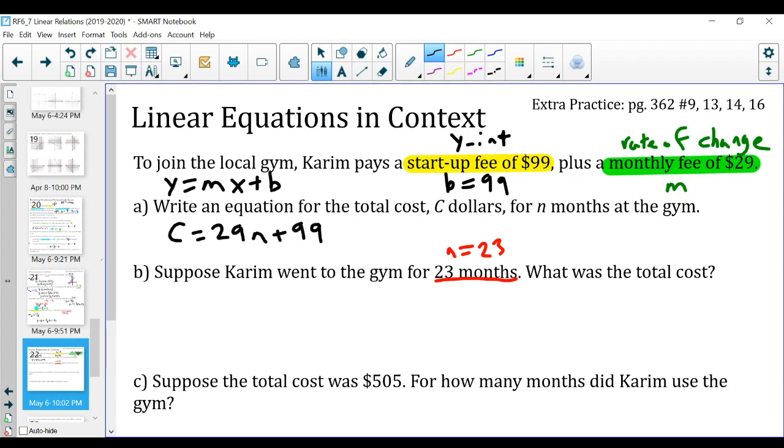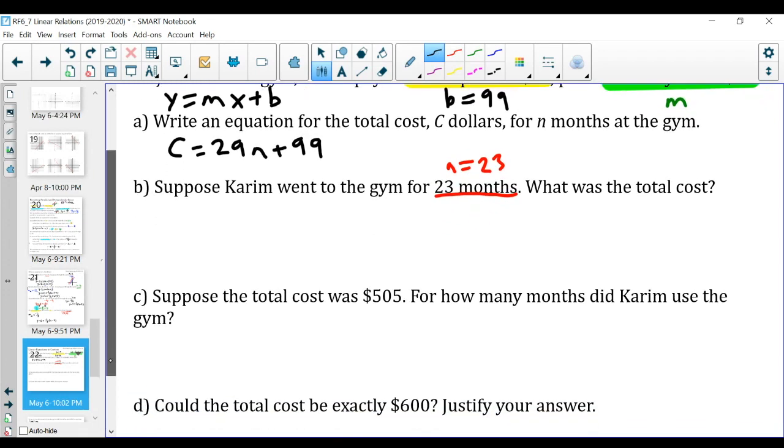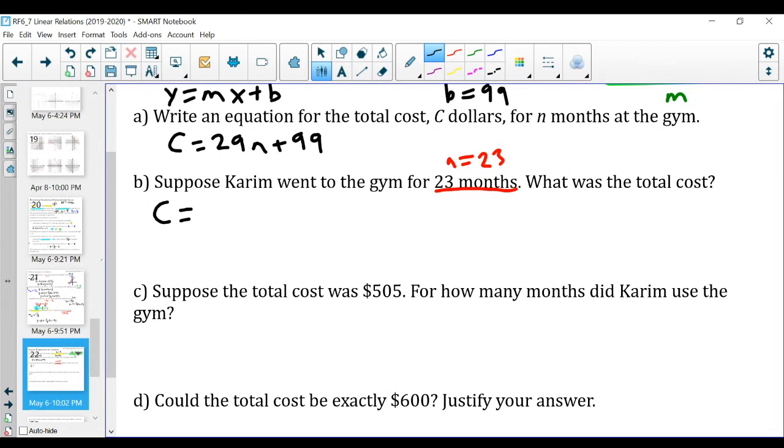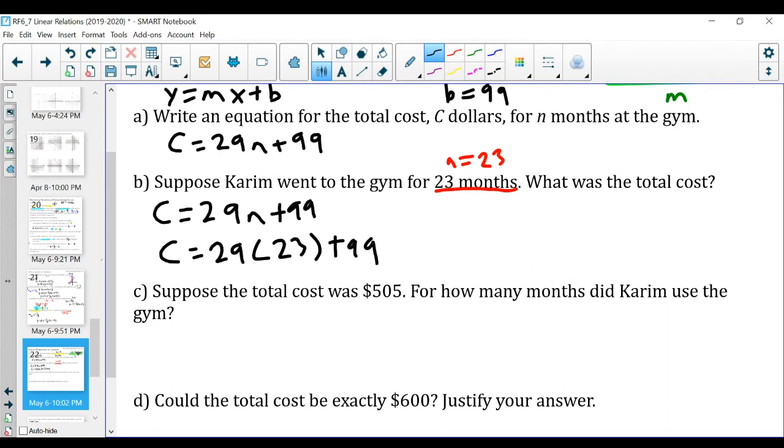Let's go ahead and plug in 23 for n. So we have our original equation, C is equal to 29n plus 99. C is equal to 29 times 23 plus 99. You can go ahead and pull your calculators out. So 29 times 23 gives me 667. And we add 99 to get 766.